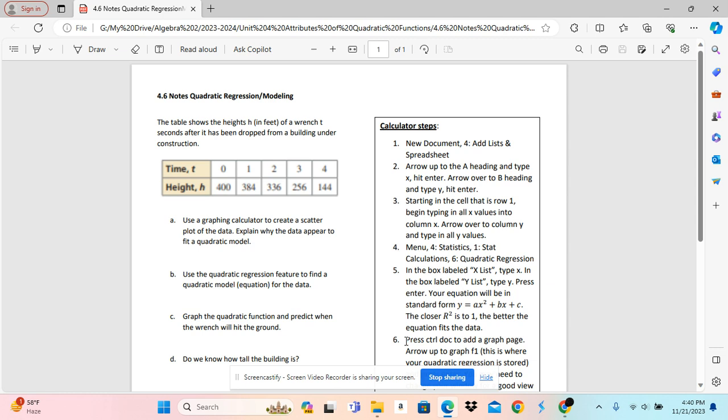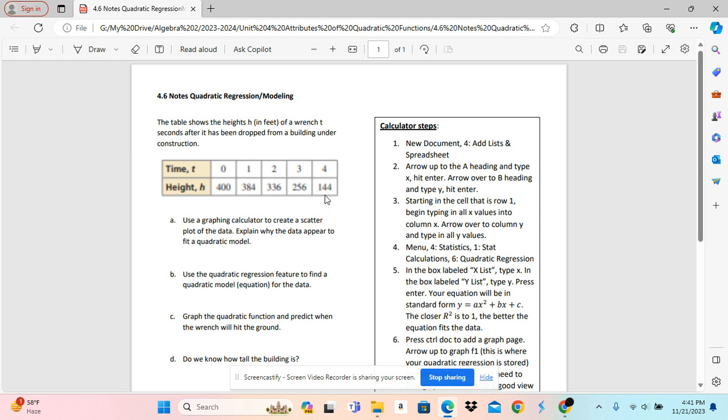Okay, these are the notes over quadratic regression and modeling. It says the table shows the height h in feet of a wrench t seconds after it has been dropped from a building under construction. So we have time and we have height in feet.